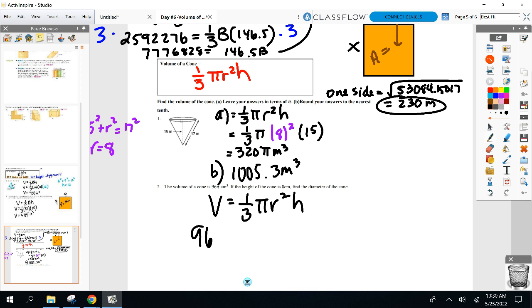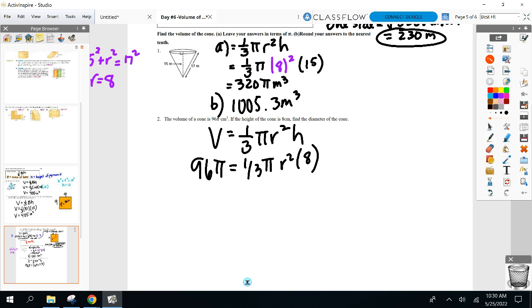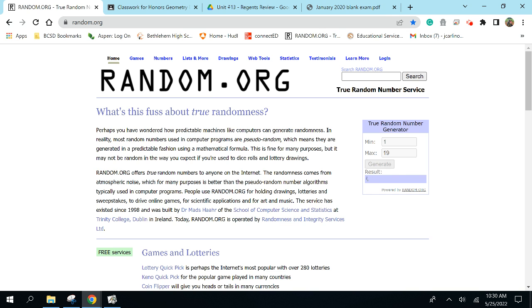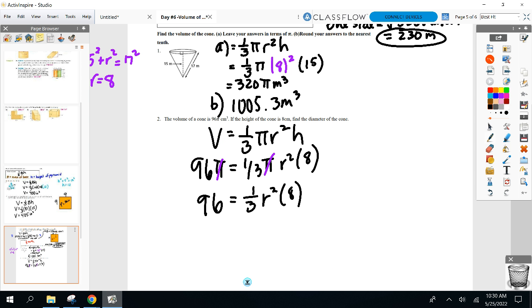I like that plan. 96 pi equals 1/3 pi r squared times 8. Can we do it right now? What's going to eventually cancel out whether we do it now or in step 2, 3, 4? Pi, so let's get rid of those. One-third r squared times 8. You make the call now. Tell me where I should go now. Next step.